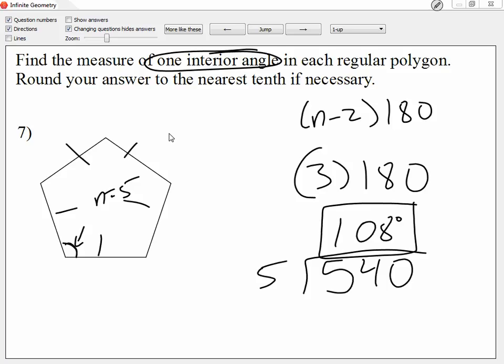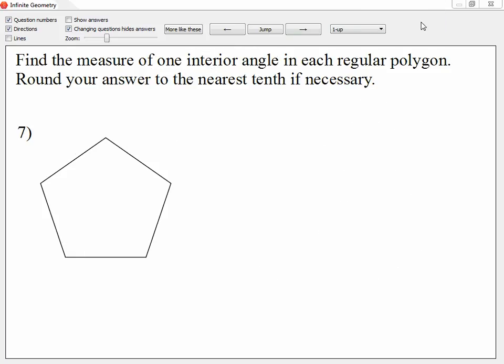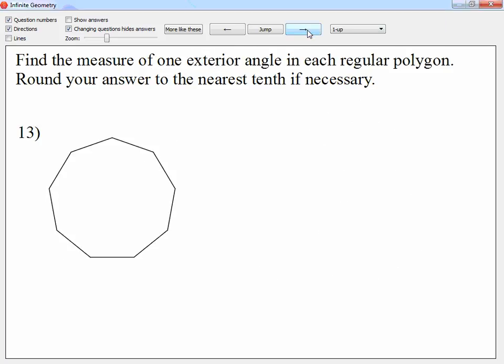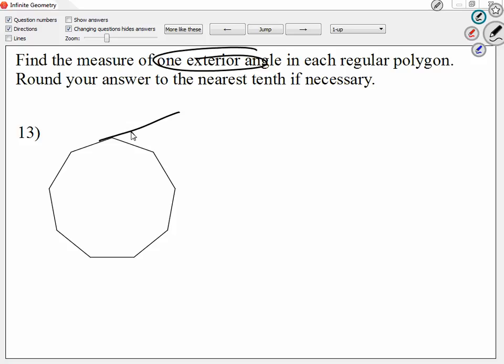Alright, any questions for the first 12? No? Alright, for number 13, find the measure of one exterior angle. So the angles on the outside. And remember, for those, I'm talking about that angle. Right, you extend the side, and I'm talking about one of those exterior angles. I know they all add up to 360, always, for exterior angles. So they all add up to 360.